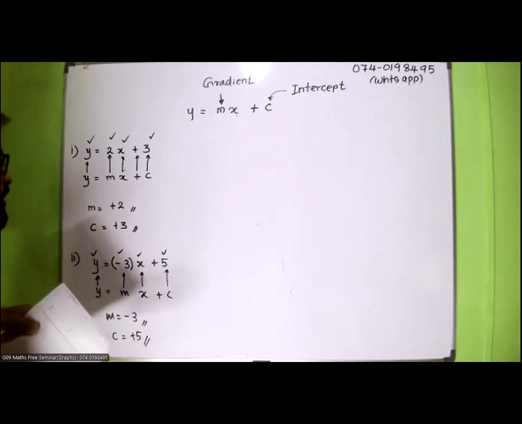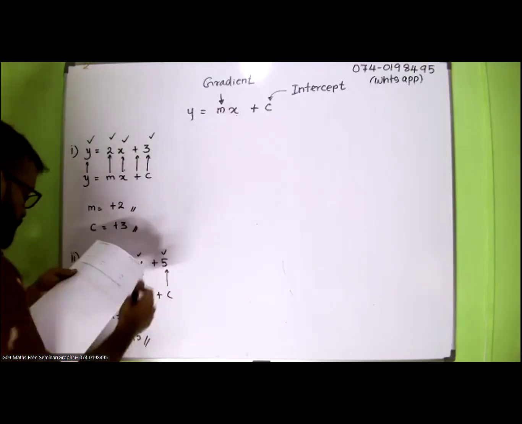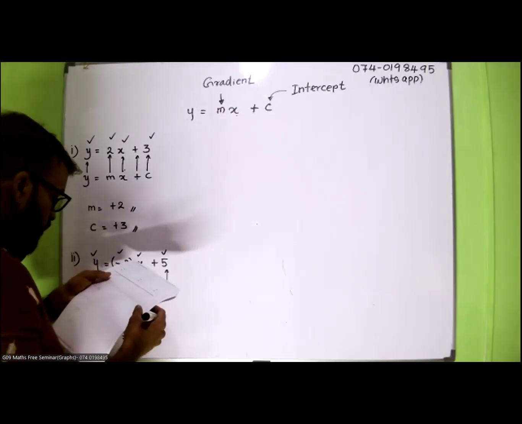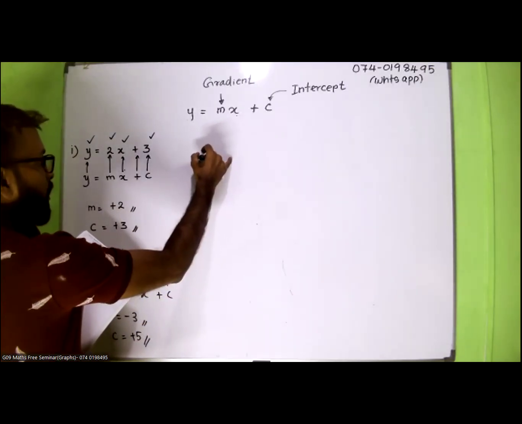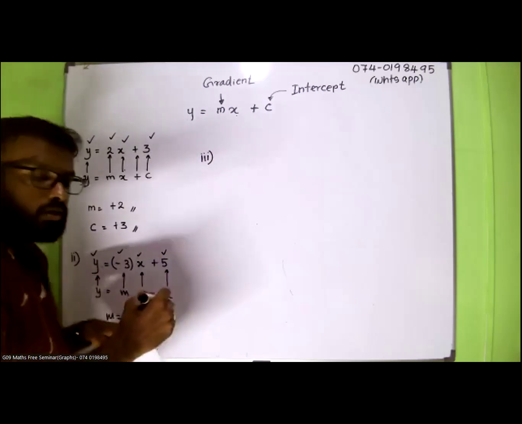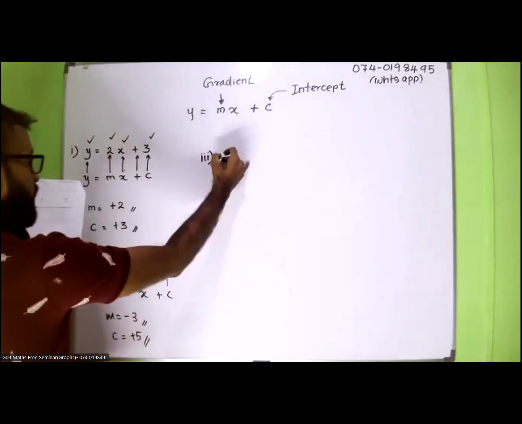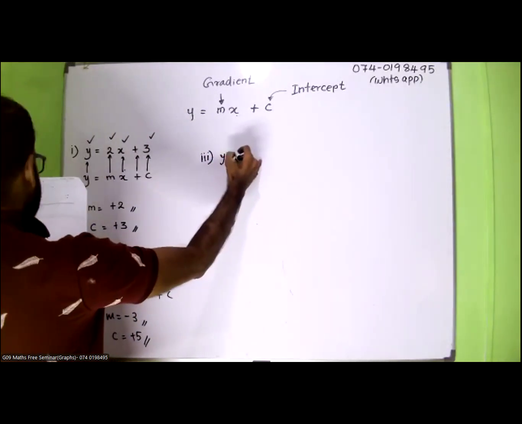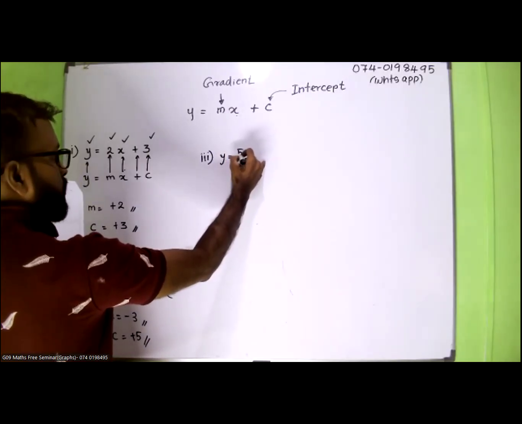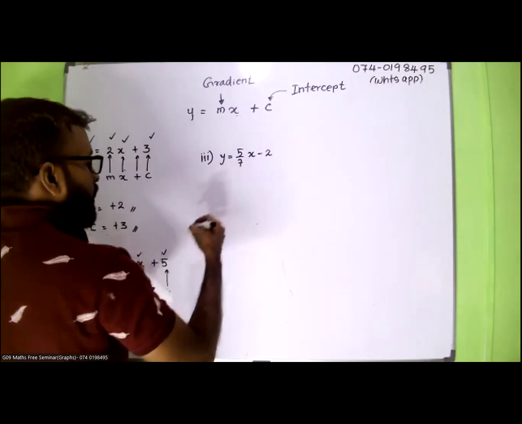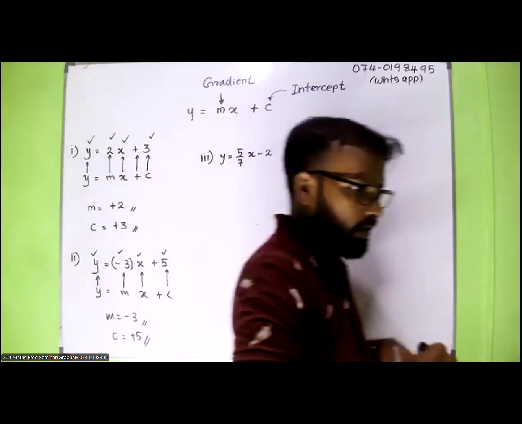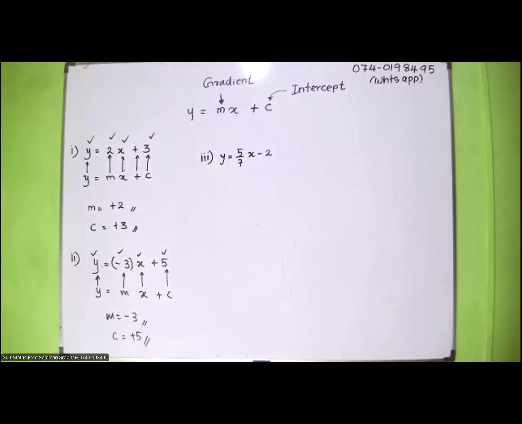Third one. Oops. No, I am not going to do the third one right now. Try to obtain the answers for the third one. Please send the answers to the chat, 5 upon 7 x minus 2. Then I will do it. Give me the answers for the third one.